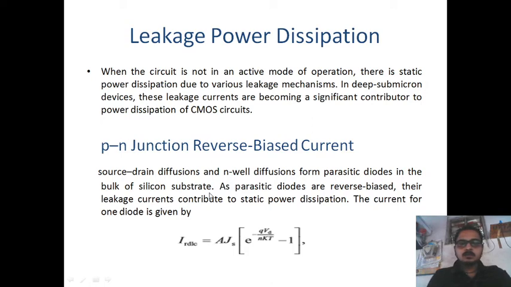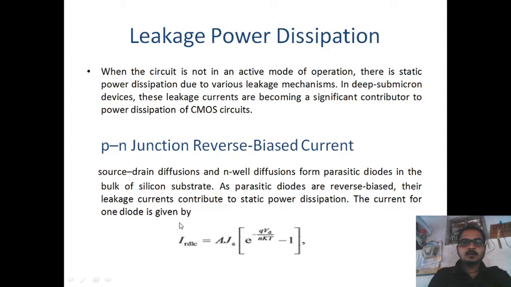The diffusion regions, that is the source regions on the substrate, or N well or P well, depending upon the N type or P type transistor, have a diffusion on the substrate, and in between there is a parasitic diode. Physically there is no diode here; the functionality behaves like a parasitic diode. As the parasitic diodes are reverse biased, their leakage currents contribute to the static power dissipation. That is also nothing but leakage power dissipation.